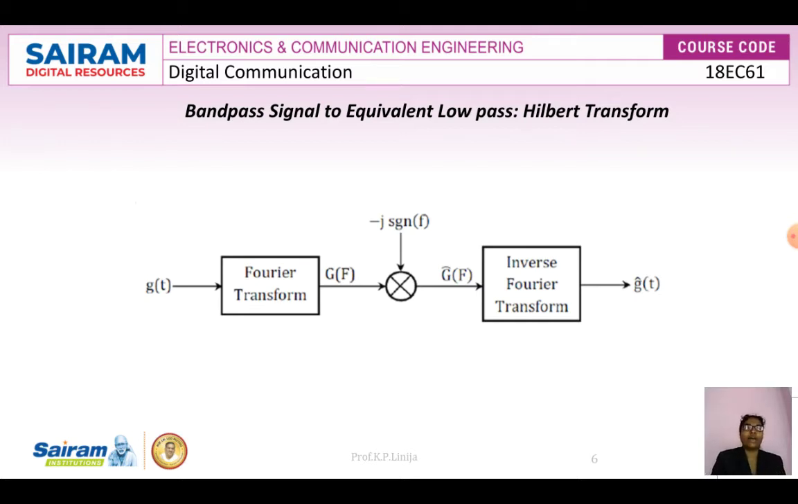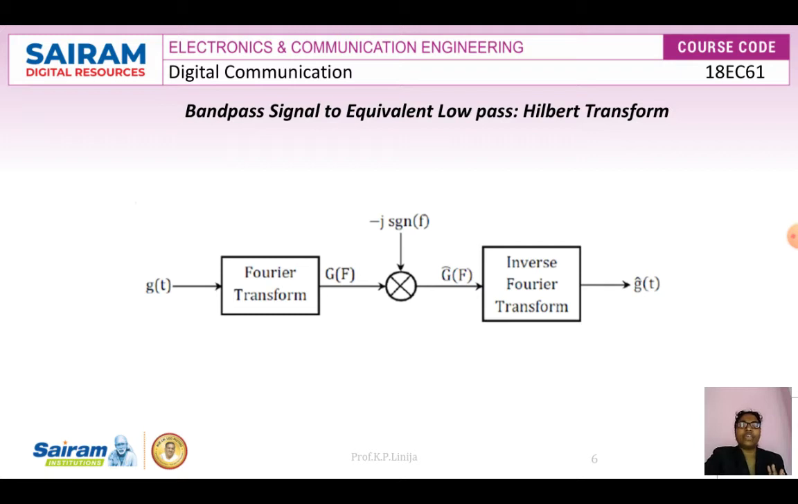Then it is given to the multiplier. In the multiplier, we give minus j into signum of f. So what is this minus j into signum of f? That we have to think over here. This is called a signum function. We know that the definition of the Hilbert transform is interpreted as the convolution of g(t) with the time function 1 divided by pi t. And we know from the convolution theorem that the convolution of two functions in the time domain is equivalent to multiplication of their Fourier transforms in the frequency domain.